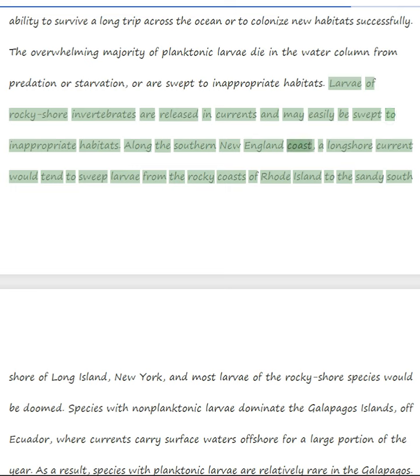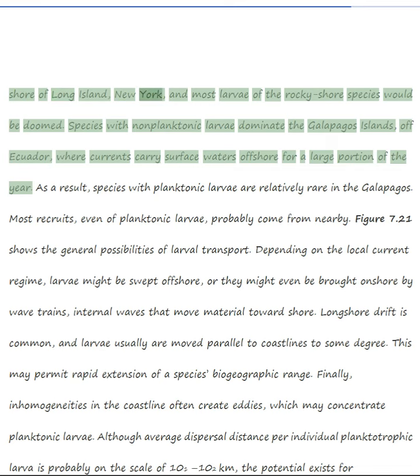Along the southern New England coast, a longshore current would tend to sweep larvae from the rocky coasts of Rhode Island to the sandy south shore of Long Island, New York, and most larvae of the rocky shore species would be doomed. Species with non-planktonic larvae dominate the Galapagos Islands, off Ecuador, where currents carry surface waters offshore for a large portion of the year.